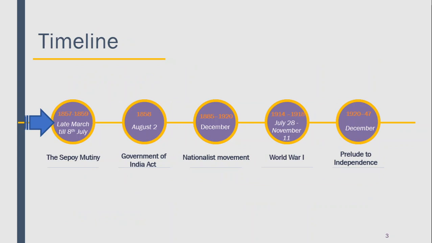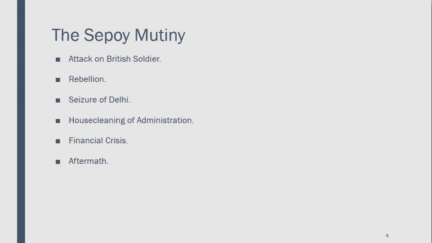Timeline. The Sepoy Mutiny started in 1857 and ended in 1859, from late March till the 8th of July. The Sepoy Mutiny, attack on British soldiers. In late March 1857, an Indian soldier in the employ of the East India Company named Mangal Pandey attacked British officers at the military garrison in Barrackpore. He was arrested and then executed by the British in early April.